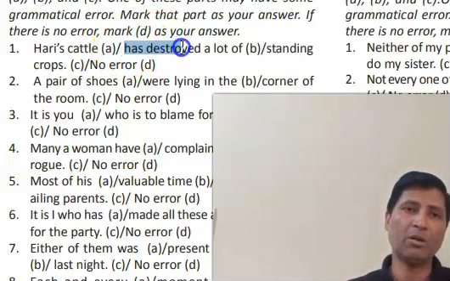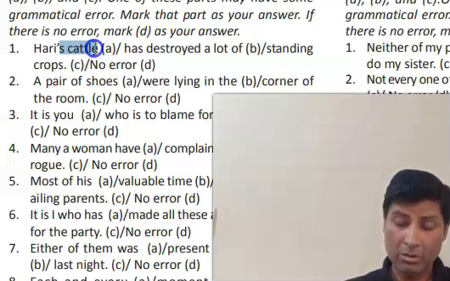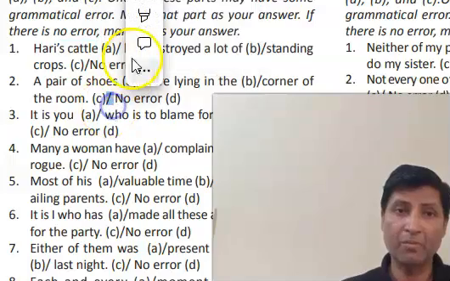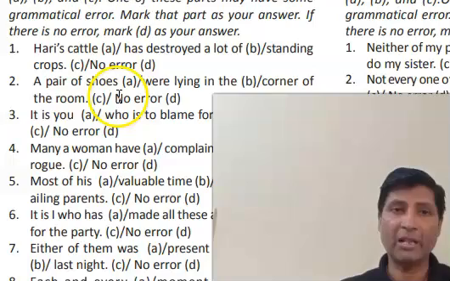Verb is singular. This word cattle is a noun which is used without s. Without s, it is plural. Problem is in the verb. In place of has destroyed, it will be have destroyed. Now you remember this one.